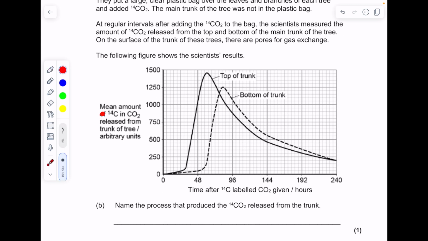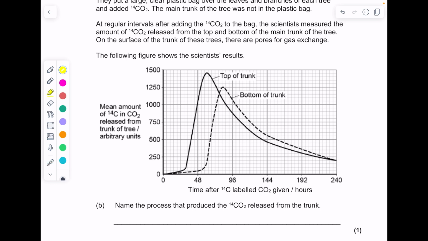So here we have the mean amount of radioactive carbon in the carbon dioxide released from the trunk of the tree. This graph line refers to the top of the trunk. Here's the bottom of the trunk, and this is the time after the 14 carbon labelled CO2 was given. Name the process that produced the 14 CO2 released from the trunk.